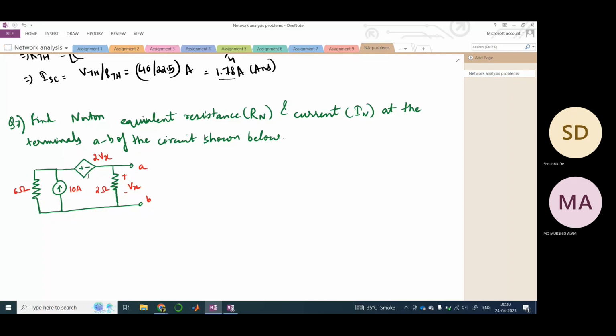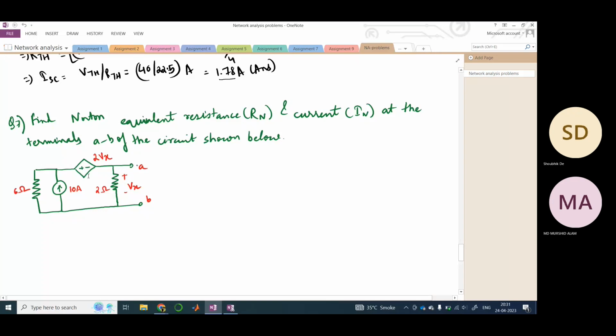Okay, so now let us quickly go through this. This is also a pretty simple problem. I will try to complete this as quickly as possible. See here, there is a purpose of giving this problem. They have told us to find out the Norton's equivalent resistance and current.